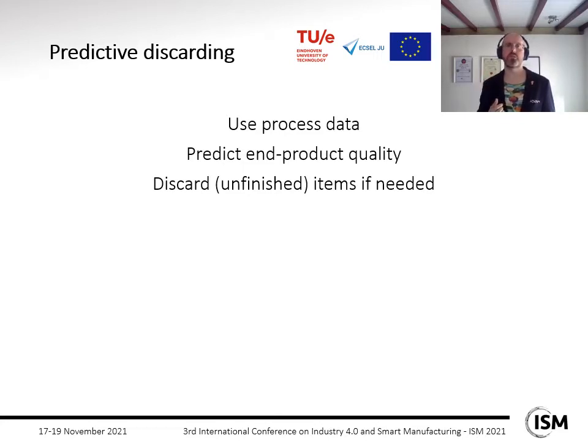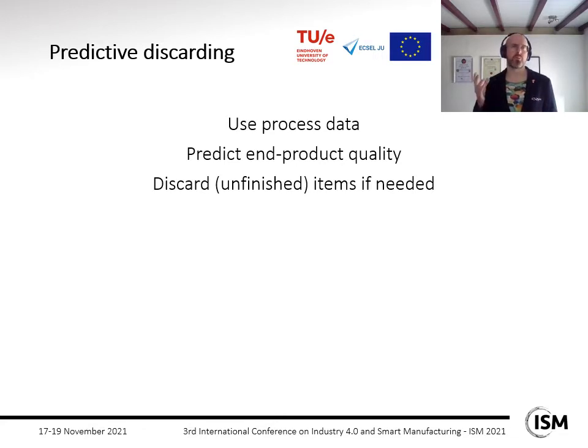What we mean with predictive discarding is that we can use the process data, which is so abundant in Industry 4.0, to predict the end product quality of an unfinished item during the manufacturing process. And then if the prediction models state that the end product quality will not be reached, we discard the unfinished item as soon as possible.